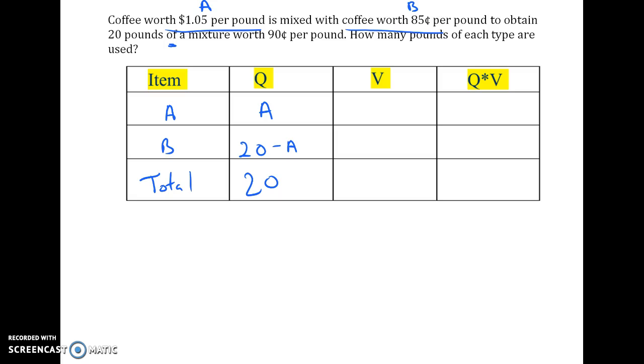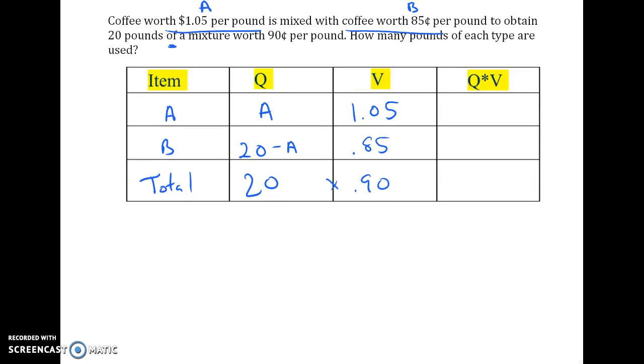The value of A is worth $1.05. B is worth 85 cents per pound. And this new value is going to be 90 cents per pound. And I have 20 of those, so I'm going to multiply those together anyways, because if I go in there and I buy all 20 pounds at 90 cents per pound, it's going to cost me more than 90 cents.